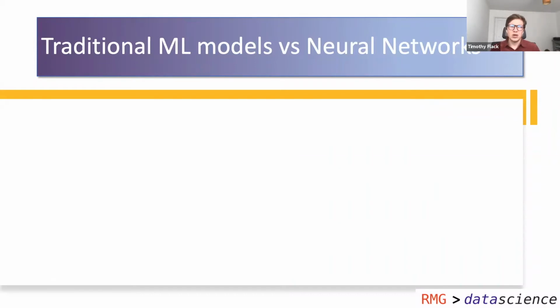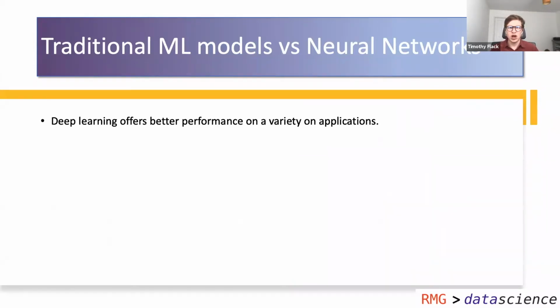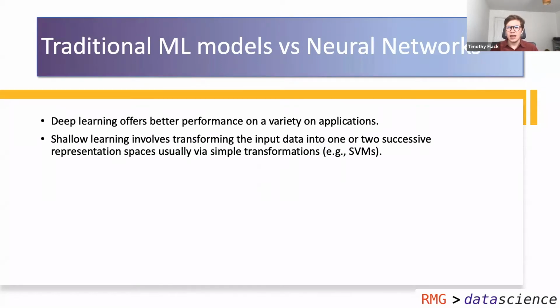So why deep learning over traditional machine learning? Deep learning offers better performance on many problems when compared to traditional ML models. And this could be anything from image and speech recognition to medical diagnosis, self-driving cars, and many more applications. But why do they perform better? Shallow learning ML models usually involve transforming the input data into one or two successive representations, usually via simple transformations, for example, support vector machines. But the refined representations required by complex problems, like the examples I just mentioned, generally can't be attained by such techniques.